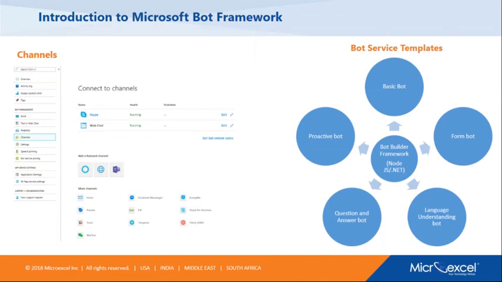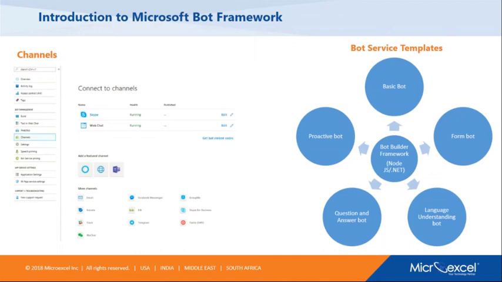Then we have Forms bot. If you really want to collect some information from the user with a guided conversation, you can choose this. It is created to collect a specific set of information from the user. For example, if you want a sandwich order system in place, you can have a designated set of options available to the user, and the user can just go and select them. You can create bots in the form templates using FormFlow, and in Node.js as well.